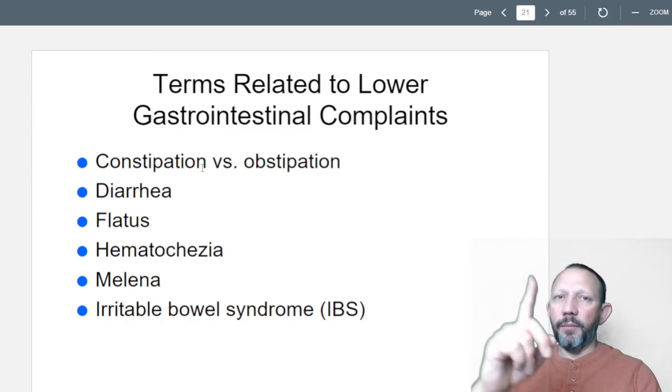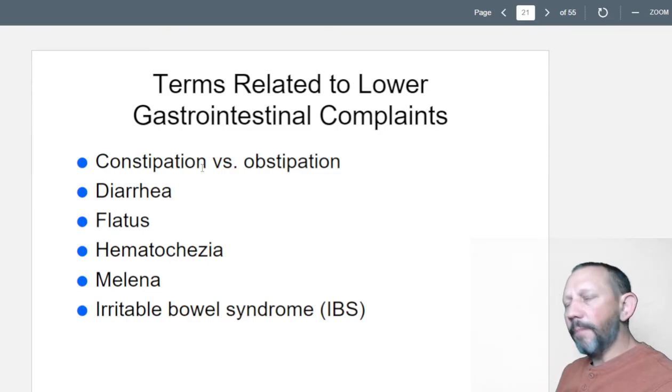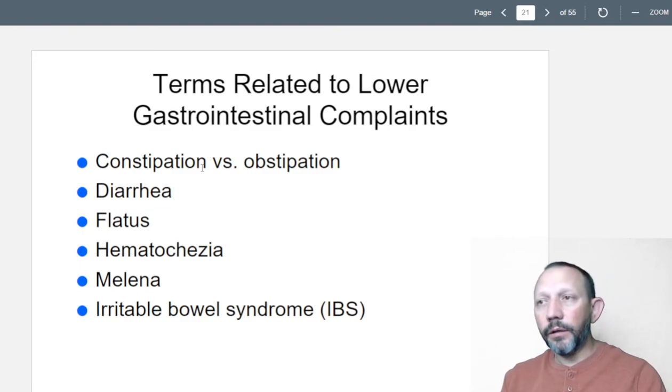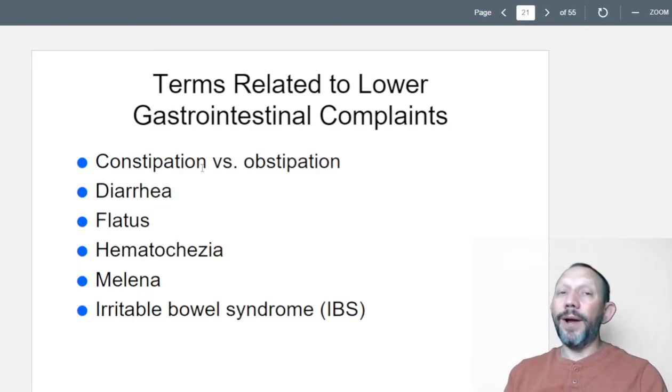Diarrhea, too much. The number one killer in the world is diarrhea. Look it up. Flatus, which is farts. That's all it is. Gas. Why does gas happen?